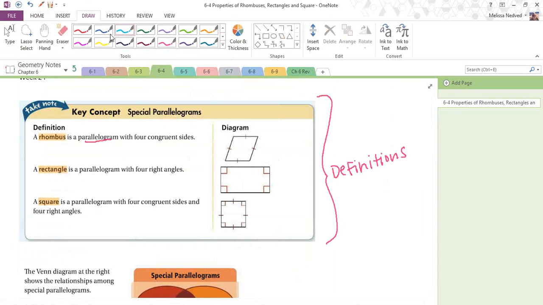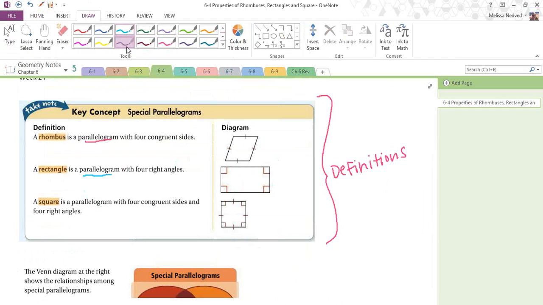A rectangle then, again, we're looking at a parallelogram, and by definition, our rectangle is that parallelogram with 4 right angles. So all of those things about parallelograms are true. Opposite sides are still congruent. We know now, since it's all right angles, opposite angles are congruent, consecutive angles are supplementary, and we have those 4 right angles. That's what justifies our rectangle.